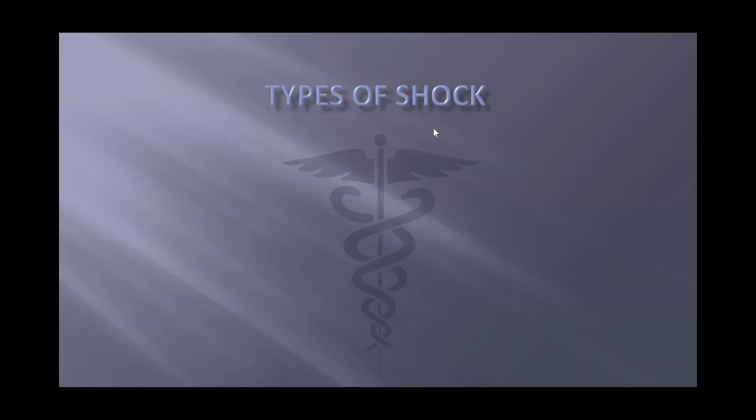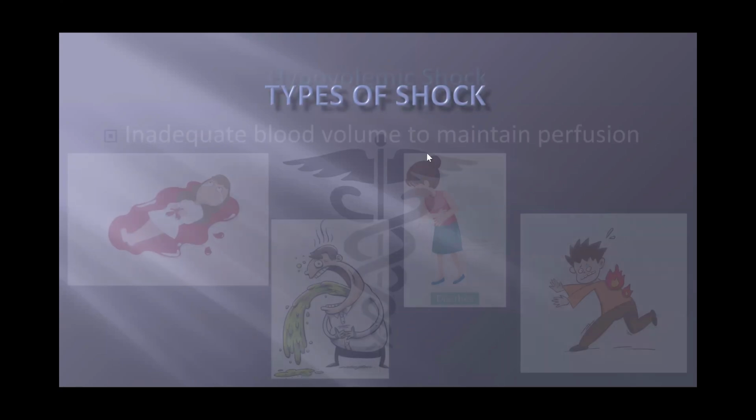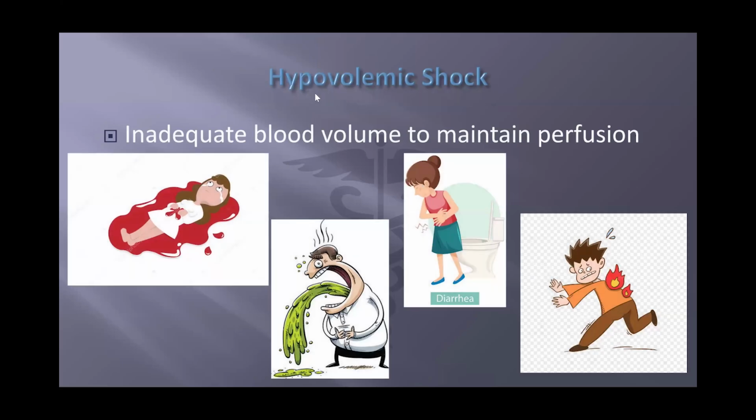Let's talk about the types of shock. We have four major types of shock. The first is going to be hypovolemic shock. Hypovolemic shock is inadequate blood volume to maintain perfusion status. We have a couple of ways that this might happen, but it's really a matter of losing that volume. So we have, obviously, bleeding.